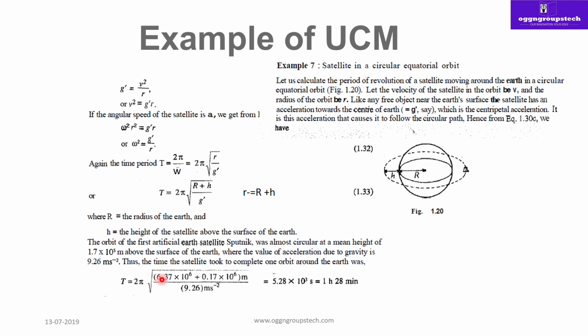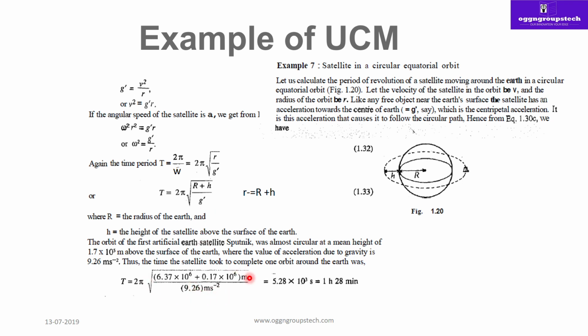सो t इज इक्वल्स टू 2 पाई दिस वन. अब इसका अर्थ का रेडियस कितना है? 6.37 इंटू 10 टू पावर 6 प्लस 0.17 इंटू 10 टू पावर 6. ये हाइट का हो गया, ये हो गया इसका रेडियस का, डिवाइडेड बाय जी डैश. एक्सेलरेशन ड्यू टू ग्रेविटी का भी जो सब्सटीट्यूशन वैल्यू दिया होगा एग्जाम में, तो स्पेसिफिक वही यूज़ करना, कोई और मत यूज़ करना. सो हियर इट विल बी 9.26. The value of g dash will be given as 9.26 meter per second square.